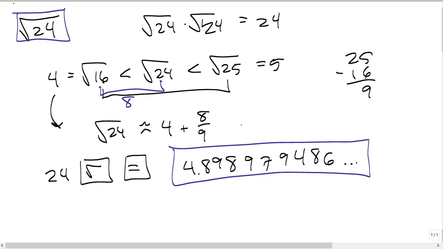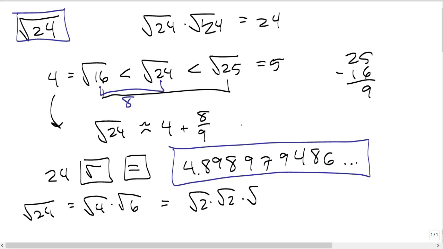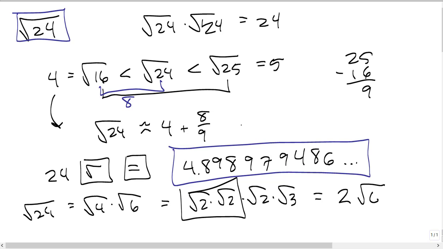Now, square root of 24, we all know that 24 is, well, 4 times 6, and the 4 is square root of 2 times square root of 2, and the square root of 6 is square root of 2 times square root of 3. Right. So you can break it all down. And square root of 2 times square root of 2 is just 2. And square root of 2 times square root of 3, they don't do anything special together. They become square root of 6.